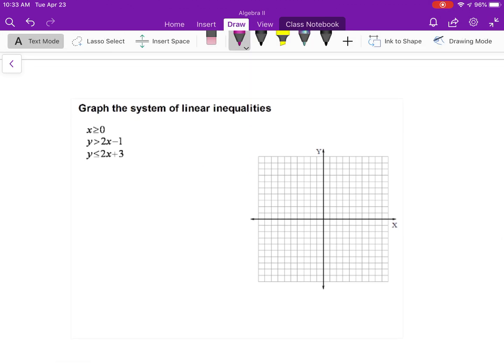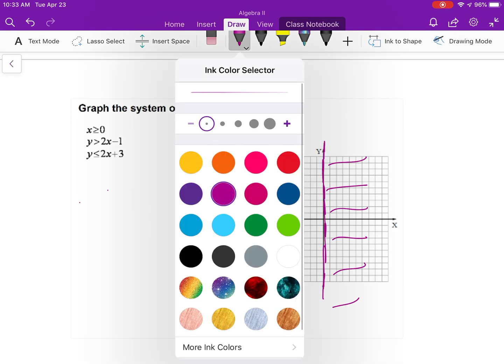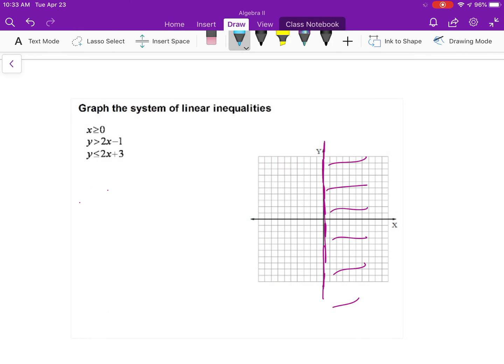Let's go one more. x is greater than 0. Now, x is greater than 0 is actually going to be the y-axis, so greater than 0 would be over this way. Let's go with cayenne. There we go. Nice little blue right here. Start at -1 and go up 2 over 1, up 2 over 1, up 2 over 1.